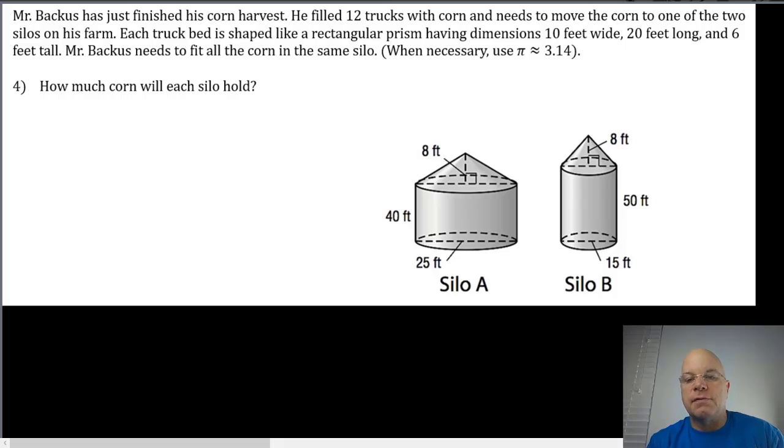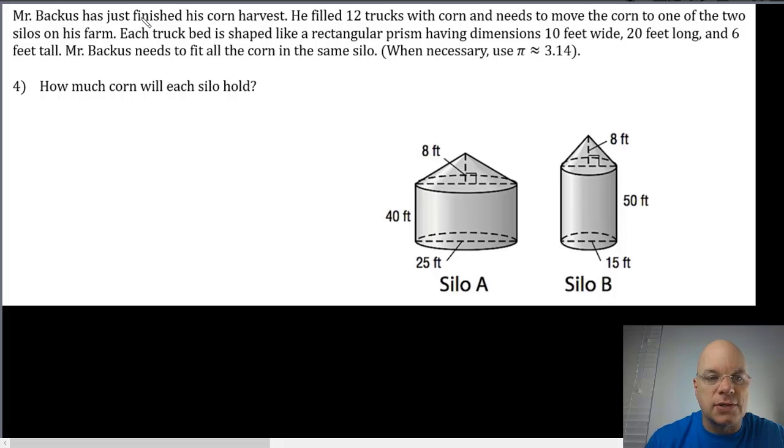Practicing finding the volume of cylinders and cones on tonight's homework. I'm going to do problem number 4 with you, but in order to do problem number 4, you will have already needed to complete problem number 3. Problems 3, 4, and 5 are all related based on this problem situation here.